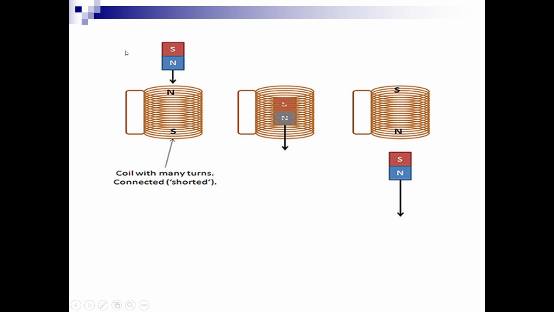Okay, imagine you have a situation where you have a north-facing magnet falling down a coil of wire. As the magnet is falling down, the induced voltage of the coil will produce a north pole because it will try to repel the north magnet. Right, so let's have a look at the stages.